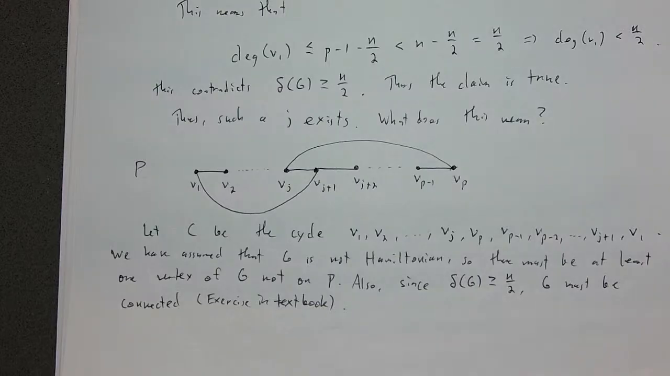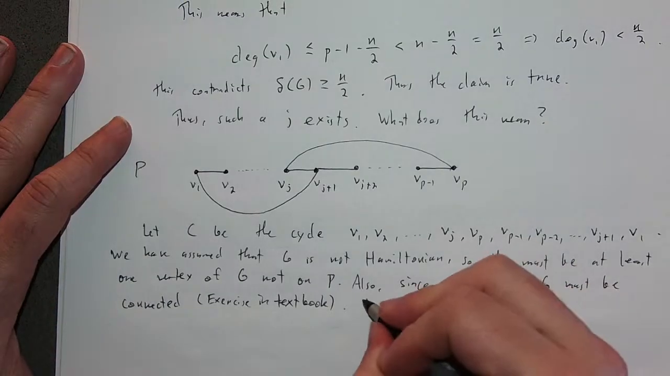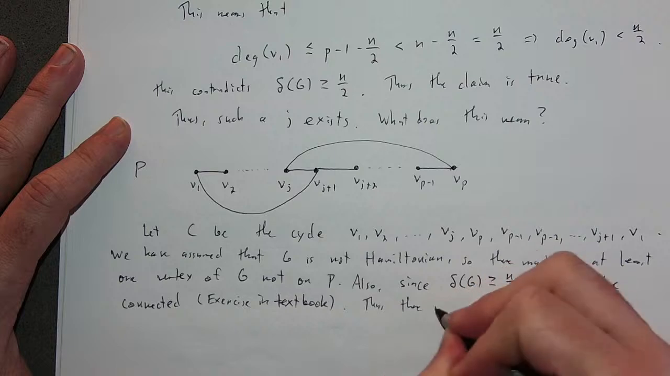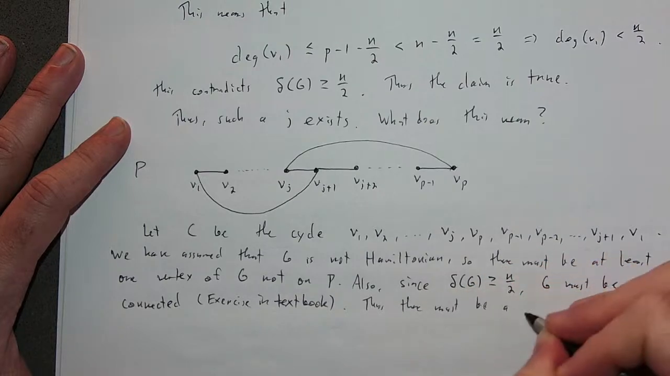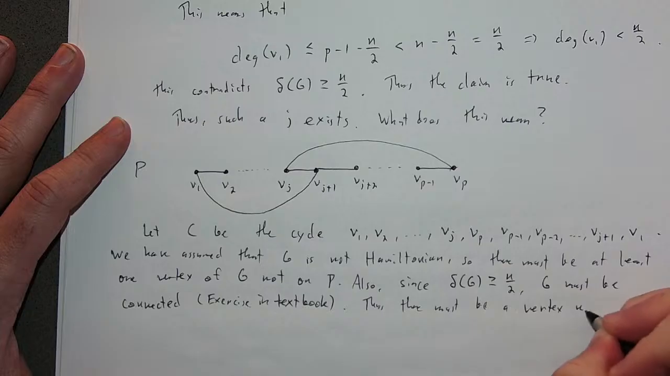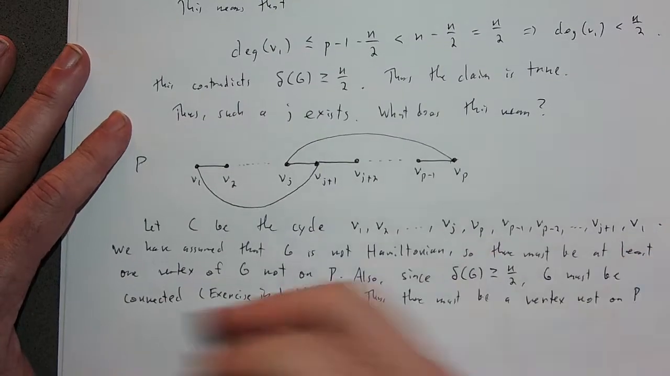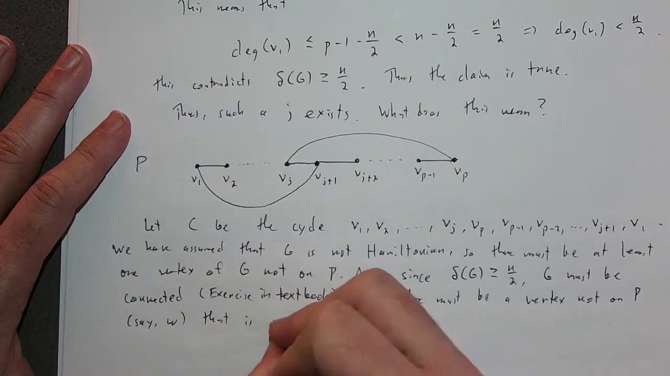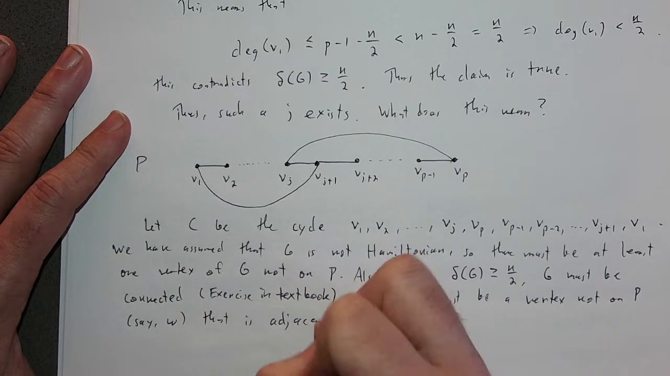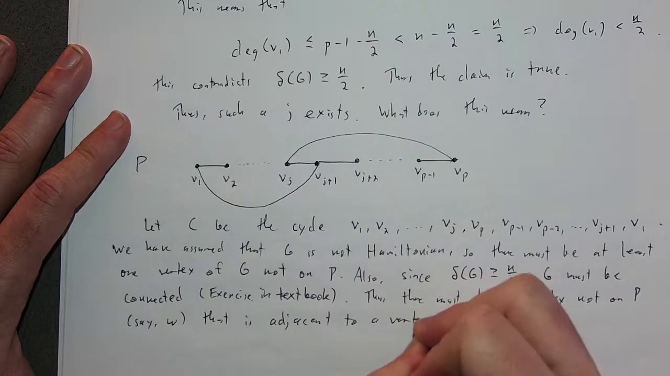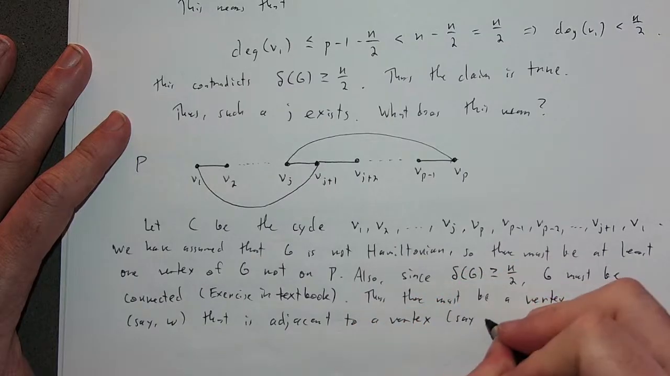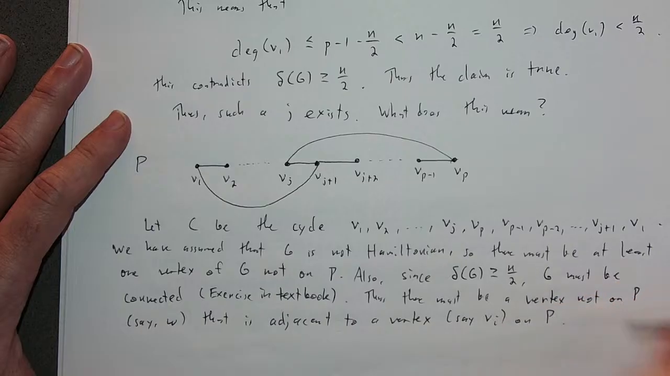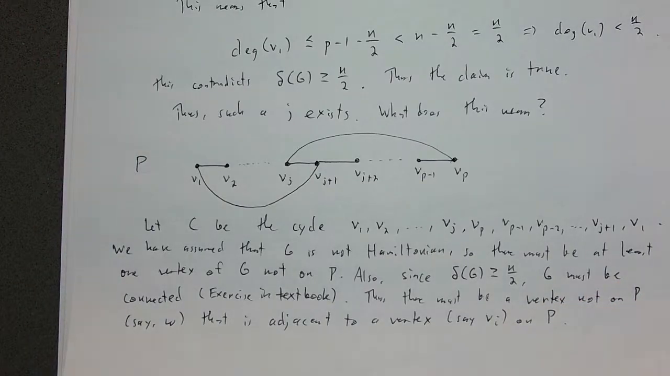So G is connected. Therefore, there must be a vertex W not on P that is adjacent to a vertex on P. So say W is adjacent to a vertex, say V sub I, on P. Think about this for a second. Why is this the case?